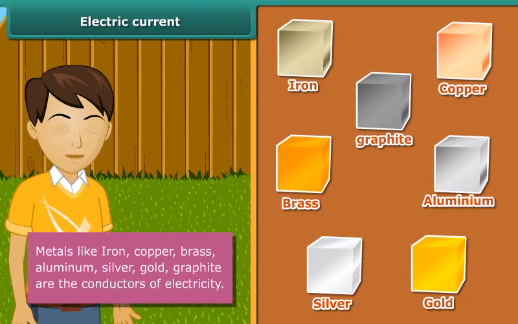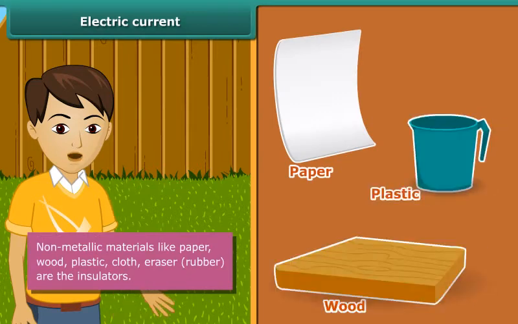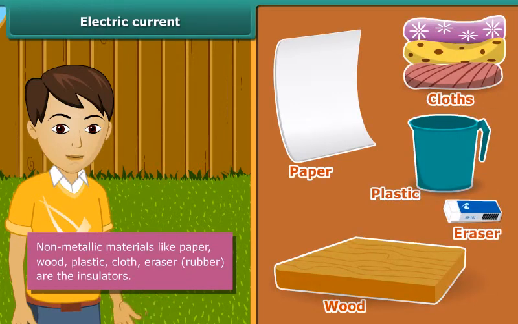The materials through which electric current doesn't flow are called insulators. Insulators are also known as non-conductors of electricity. Paper, wood, plastic, cloth, eraser, rubber are the insulators.